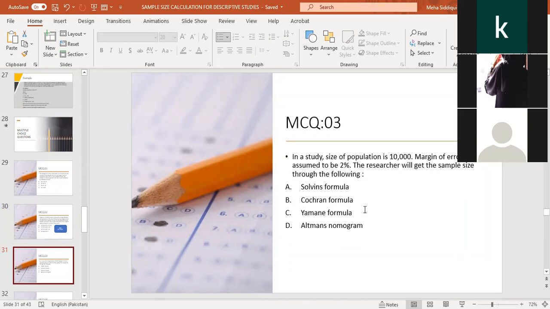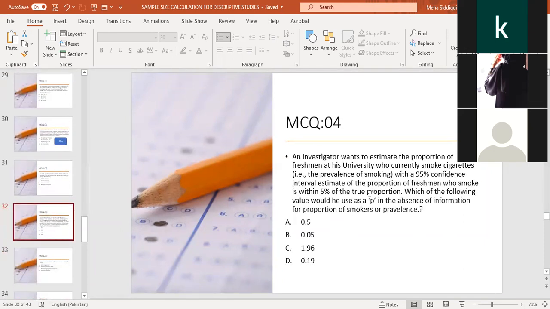In a study, the size of population is 10,000. Margin of error is assumed to be 2%. The researcher will get the sample size through the following formula: Slovin's formula, Quotient formula, Yamane formula, Altman's nomogram. Slovin's formula. Yes, correct answer is Slovin's formula.